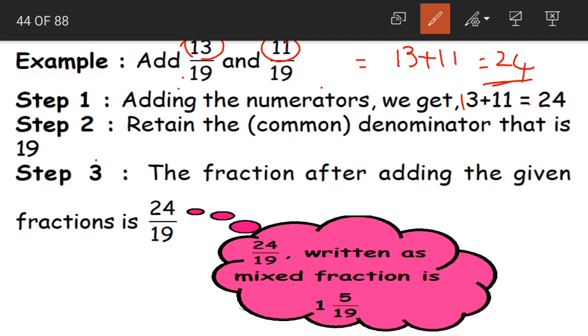Now what is the denominator here? What should it be? The given fractions have the same denominator 19. So the same denominator 19 will be given to our sum as well. Understood? What was it? 13 by 19 plus 11 by 19.